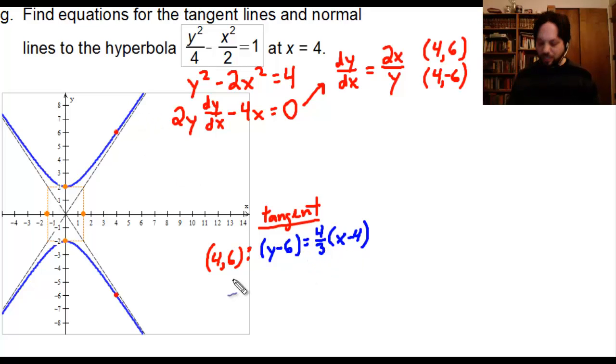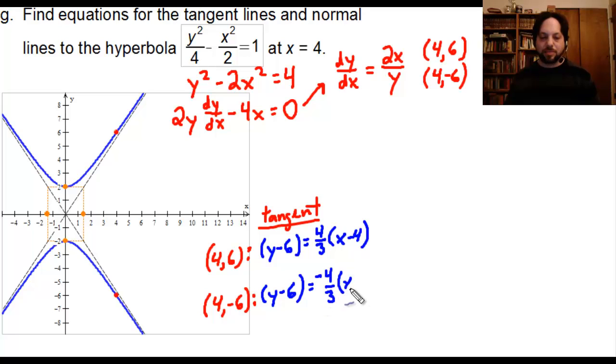So there's our tangent. If we want to go through and find the tangent line to the point 4, -6, it should be equally doable. That will just be y minus 6 equals, well, if I plug my x and y into my derivative, this time I'll get negative 4/3 times x minus 4. And you can verify that the tangent line would in fact be negative. So this does work. All right, so this is the slope for my tangent lines.